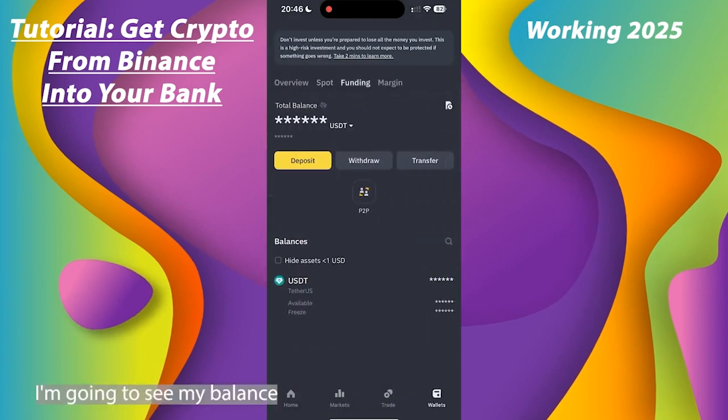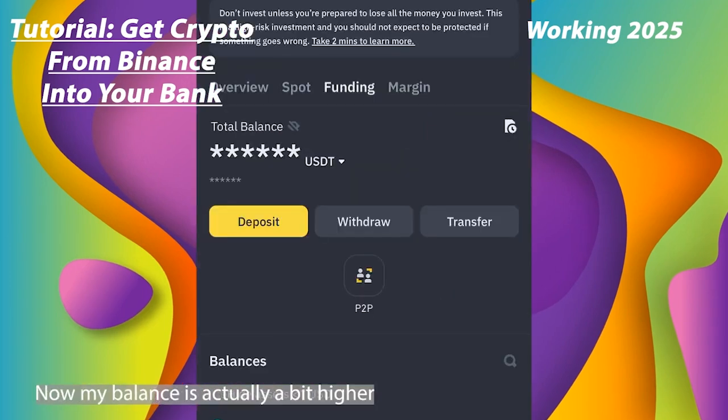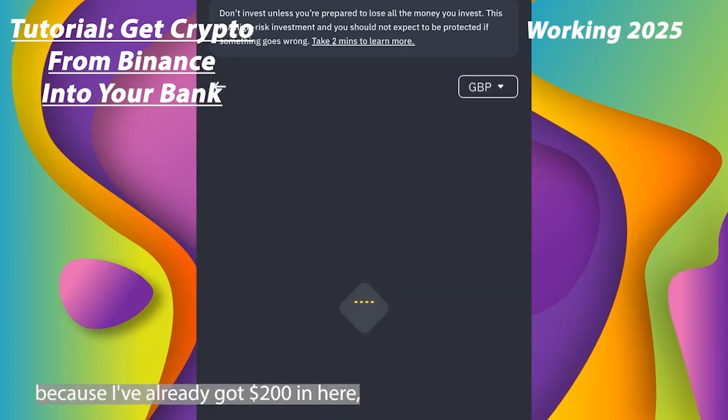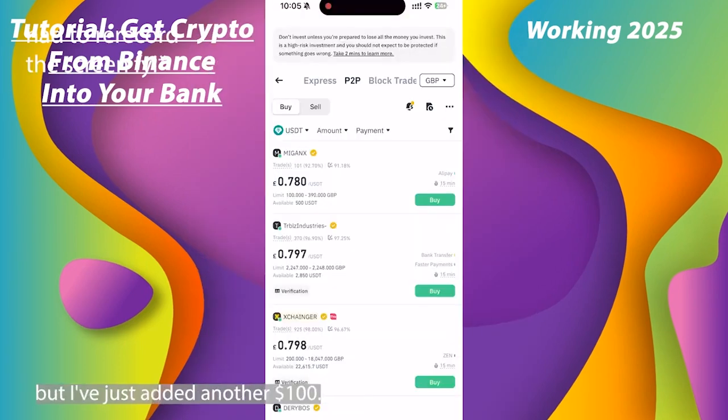Now, when I'm on this, I'm going to see my balance in my funding wallet, and then I'm going to select P2P. Now, my balance is actually a bit higher because I've already got $200 in here, but I've just added another $100, as you may be able to see. I'm going to select P2P, and this means peer-to-peer.